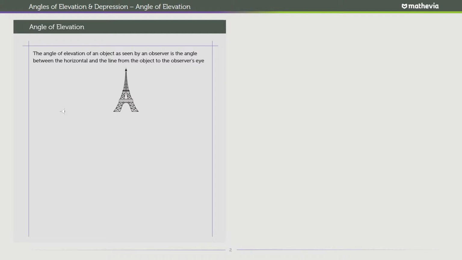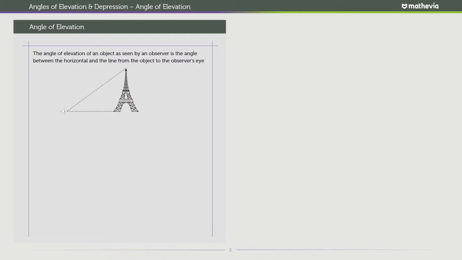Now, with this person standing and facing straight forward, they will observe the Eiffel Tower with a horizontal line of sight, straightforward. But if this person tried to look at the top of the tower, this person would have to tilt his head upwards to look at the top of the tower.